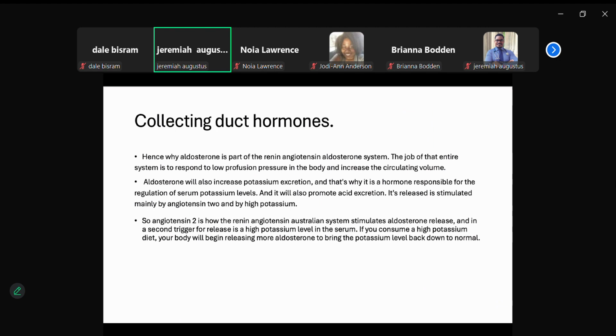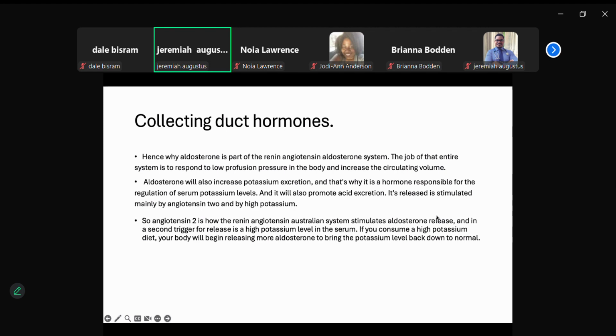And then the collecting duct, hence why aldosterone is part of the renin-angiotensin-aldosterone system. The job of the entire system is to respond to low perfusion and pressures in the body, right? It is responsible for regulating serum potassium, and it will also promote acid excretion. Its release is stimulated mainly by angiotensin 2 and by high potassium.